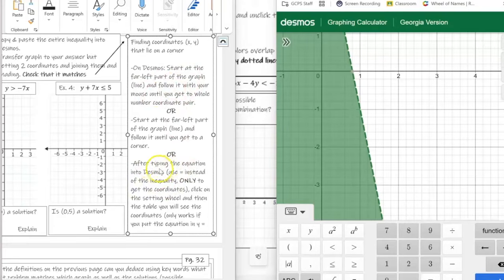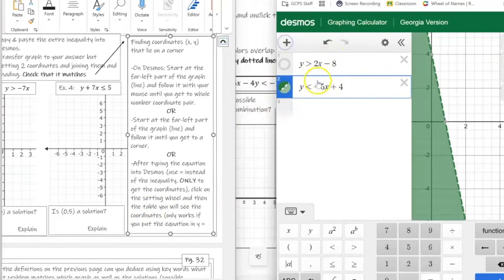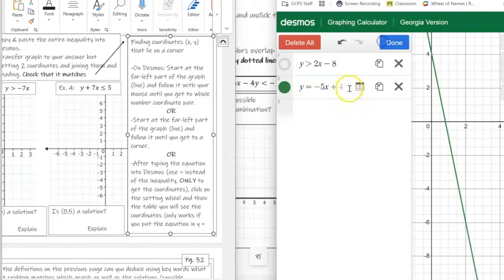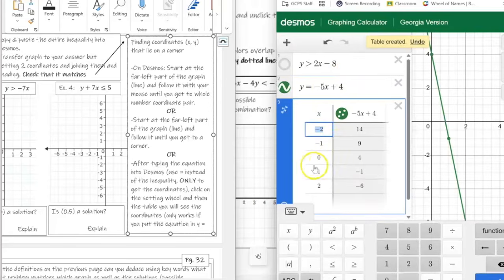Or you could use another way, which is after typing the equation into decimals, use equal instead of the inequality, only to get the coordinates. Click on the setting wheels and then the table, and you'll see the coordinates. This only works if you put y equals into the equation. So I'm going to put the inequality back, but right now I'm going to put an equals. If I hit settings, then table, there I do have my points.